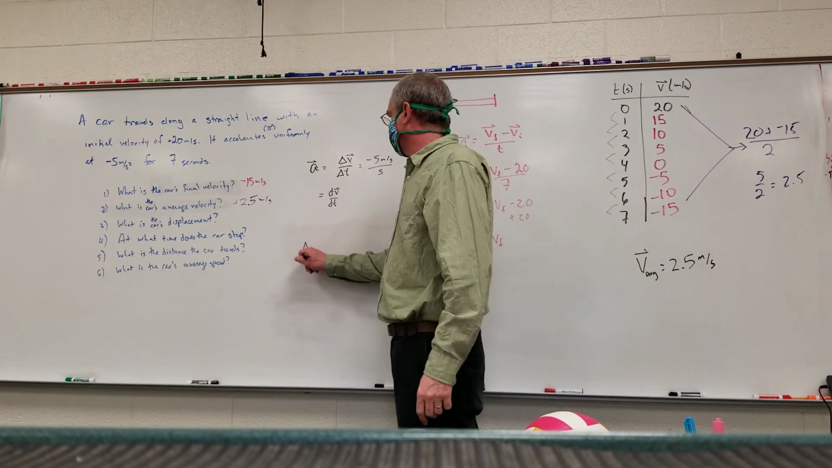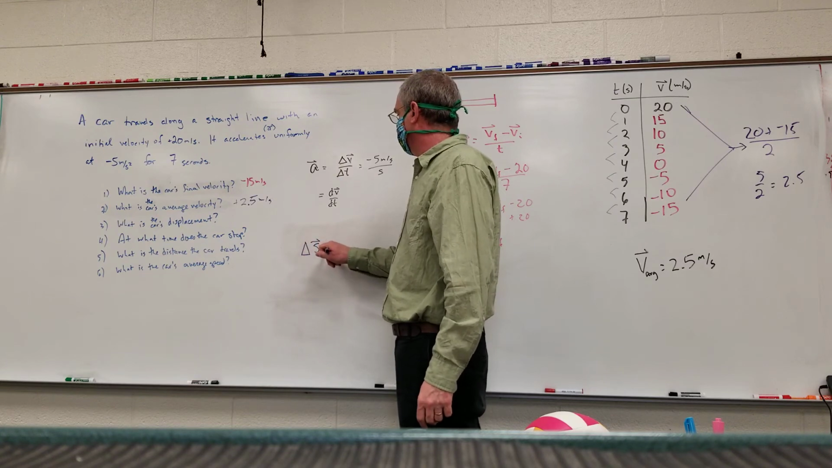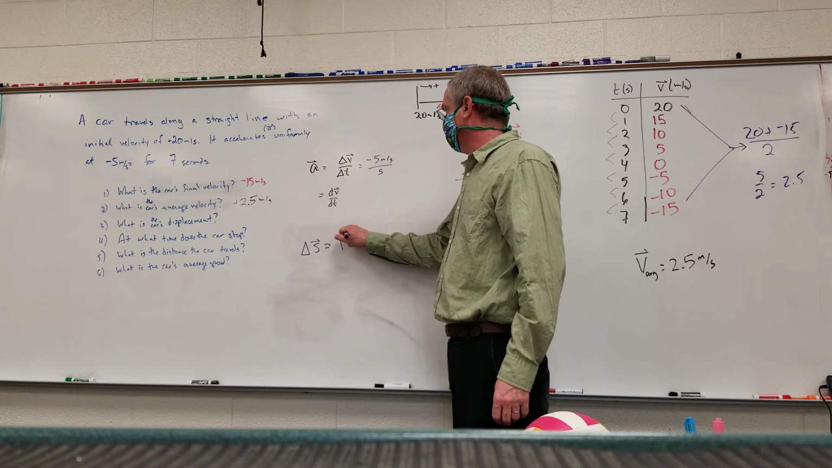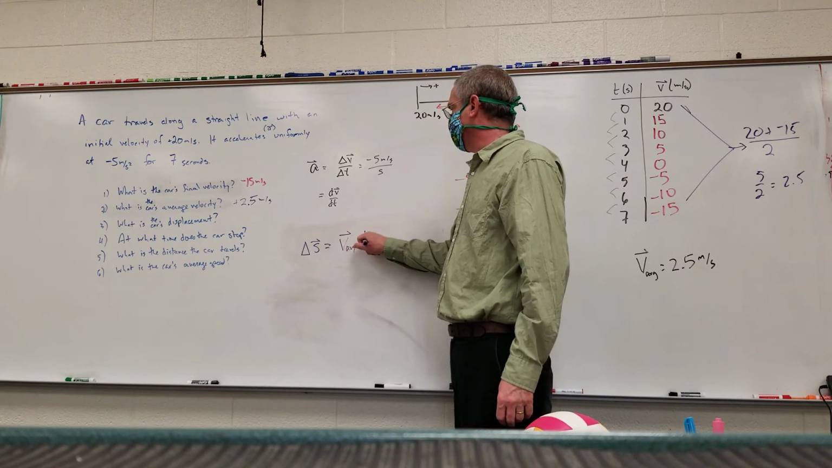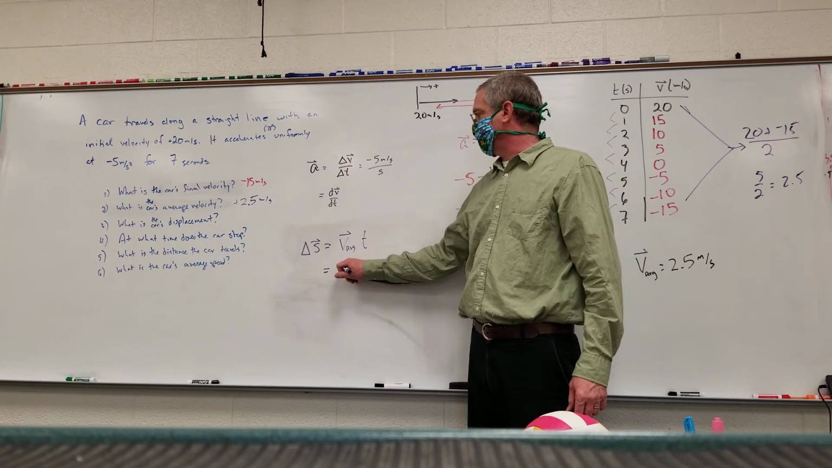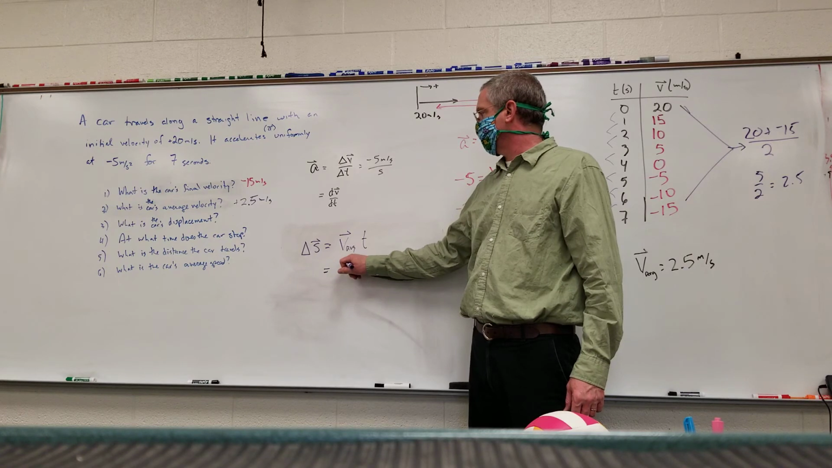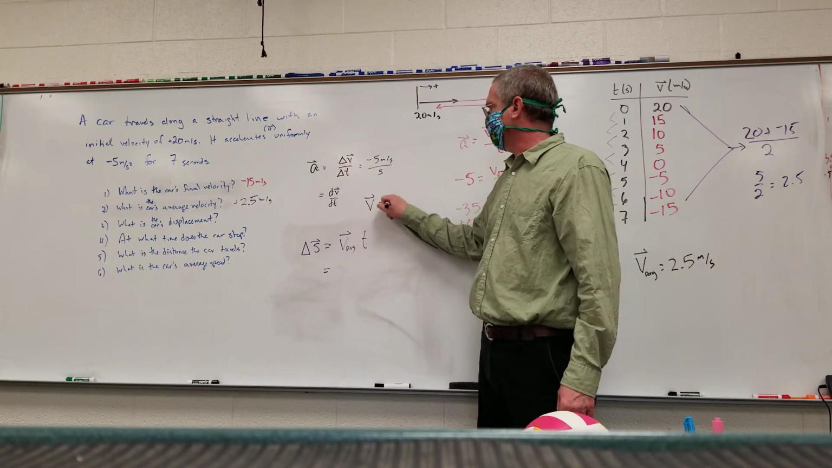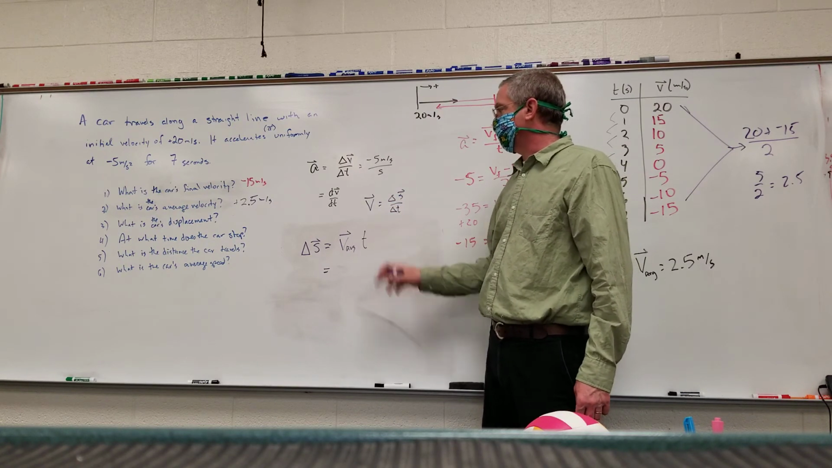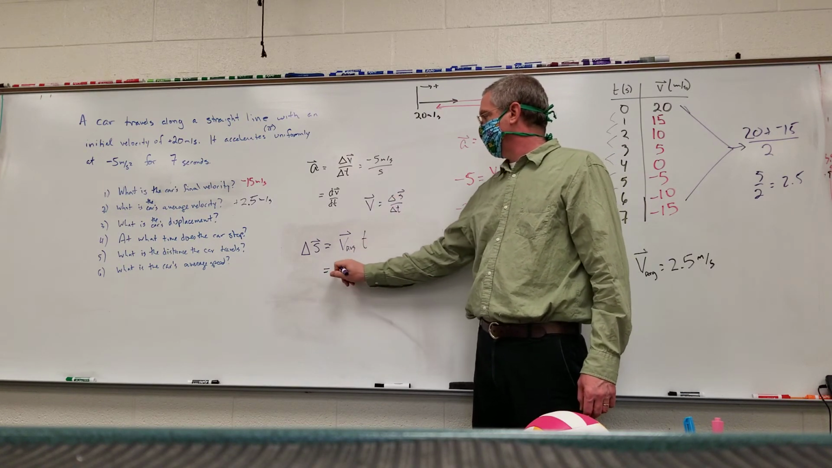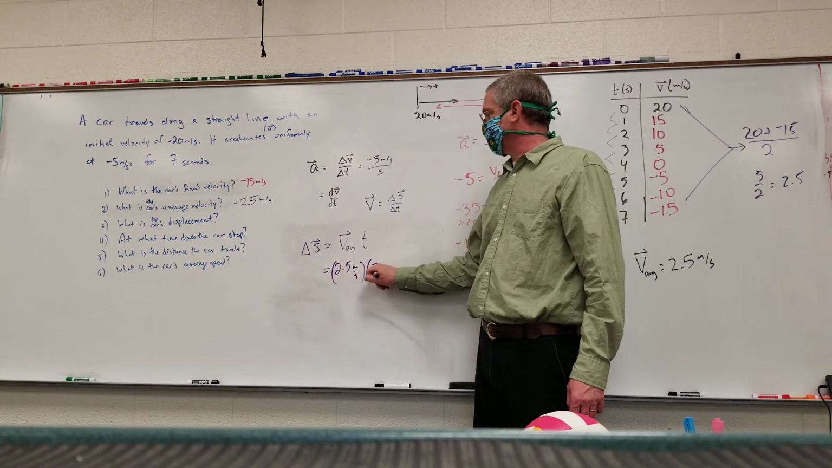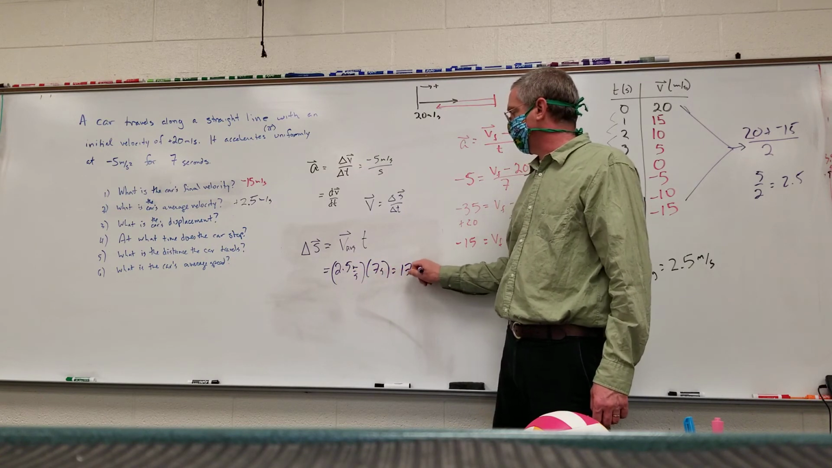So my displacement, or x, or whatever letter you happen to be using, is just my average velocity times time, which also stems from velocity being the displacement divided by time. So basically the same formula here. This is 2.5 meters per second times 7 seconds, and you get 17.5 meters.